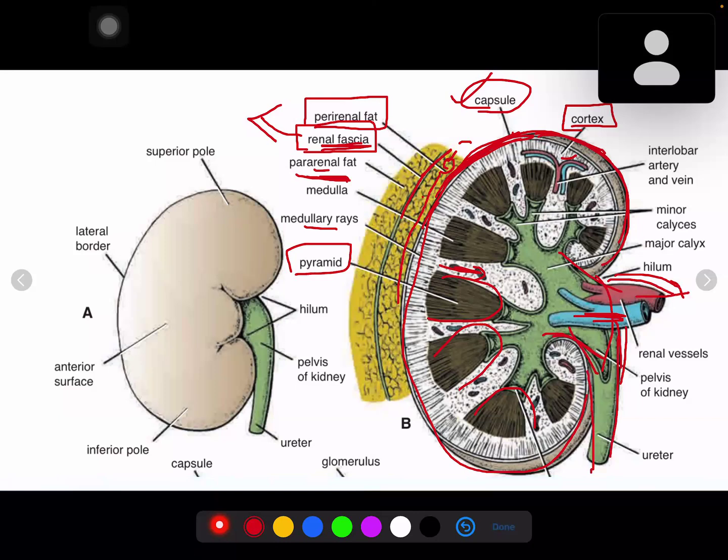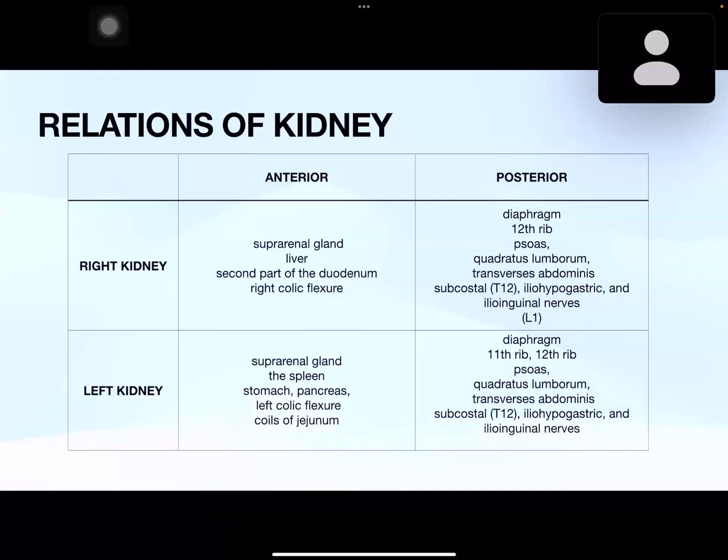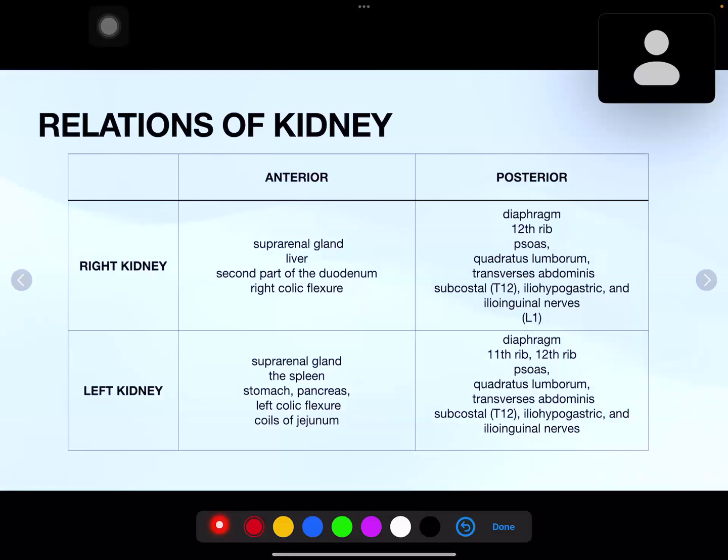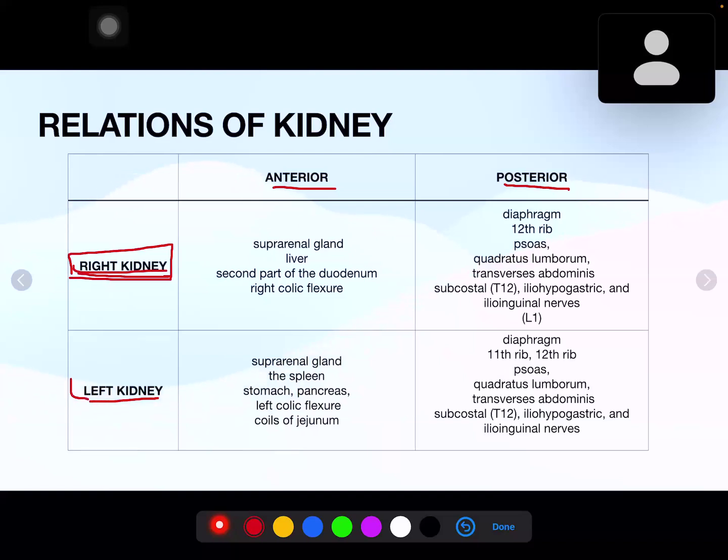Okay, so move on to the next slide. The relations of the kidney are important. There are anterior relations and posterior relations of the kidney, and both kidneys have a few differences in their relations because of the abdominal organs. If you see the right kidney, what is anterior to it? The suprarenal gland, also called the adrenal gland, lies over the kidney, so it is present anteriorly.